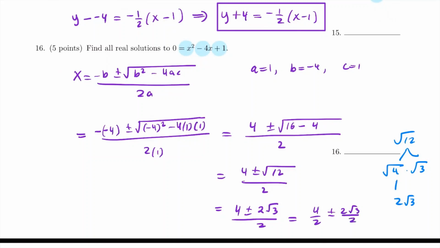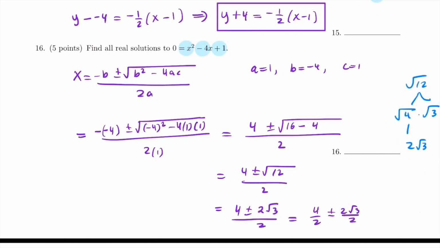And this simplifies to the following. We have 2 plus and minus root 3. So these are your two solutions. So I simplify the 4 and 2 and then 2 and 2. We get 2 plus and minus square root of 3.